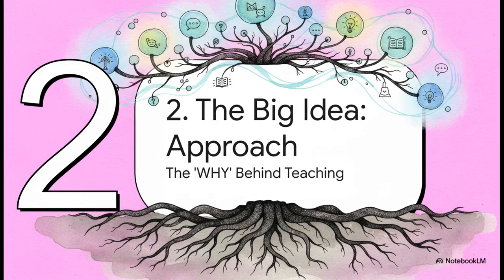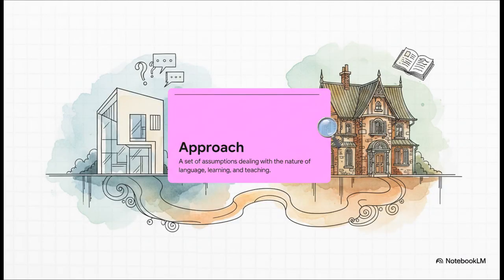But where do these methods even come from? They don't just appear out of thin air. Every single method is born from a much deeper set of beliefs, a core philosophy, and that's what we call the approach. This is the big why that drives every single decision. So an approach really just boils down to your most basic beliefs. What do you think language is, and how do you think people learn it? Here's an analogy. If you're building a house, your approach is your architectural philosophy. Are you a modernist who loves clean lines, or a traditionalist who loves cozy details? That core belief shapes everything else.